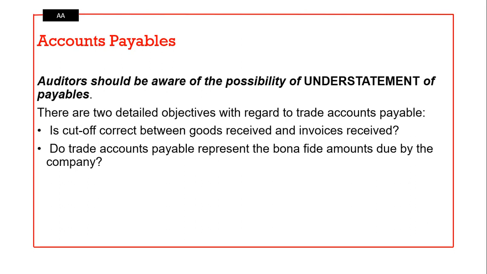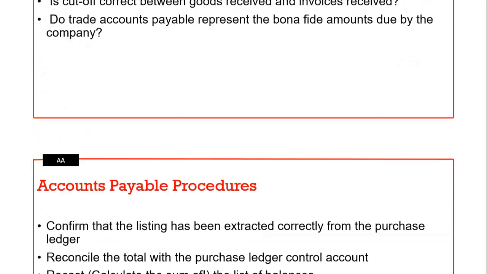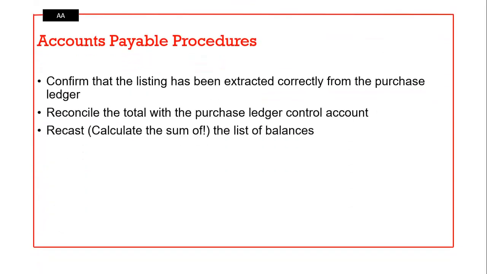Let us now get on to payables. Auditors should be aware of the possibility of the understatement of liabilities, and of course here we're dealing with payables. There are two detailed objectives under the verification of payables that you want to confirm. You want to confirm that the liabilities pertain to a given period, that is, the cutoff has been respected. And you also want to confirm that trade accounts payable represent the bona fide obligations of your clients.